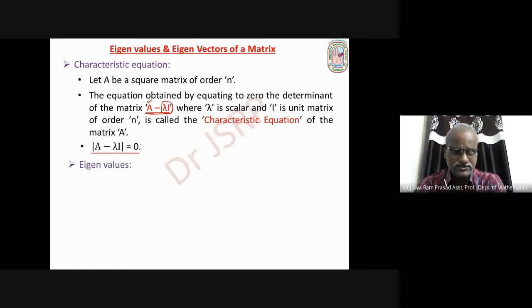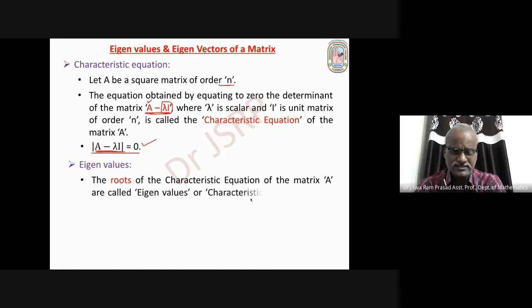Next, eigenvalues. Since it is an equation involving an unknown lambda, and A is a square matrix of order n, we get here an nth degree polynomial. It has n roots. Those roots are called eigenvalues. The roots of the characteristic equation of the matrix A are called eigenvalues, or characteristic roots, or latent roots of the matrix. Okay.